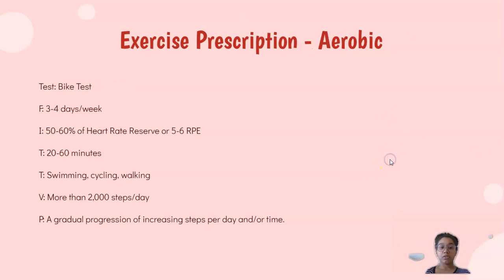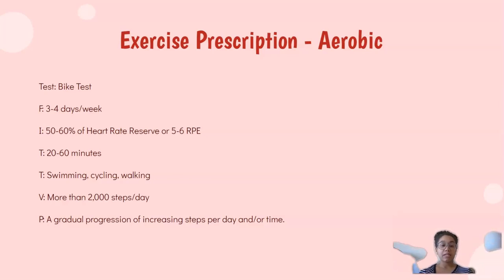For his exercise prescription for aerobic, I chose a bike test because it's seated and might be easier for an older adult that also has limited balance. Frequency should be 3 to 4 days per week. Intensity, I chose 50 to 60% of his heart rate reserve or 5 to 6 on his RPE.